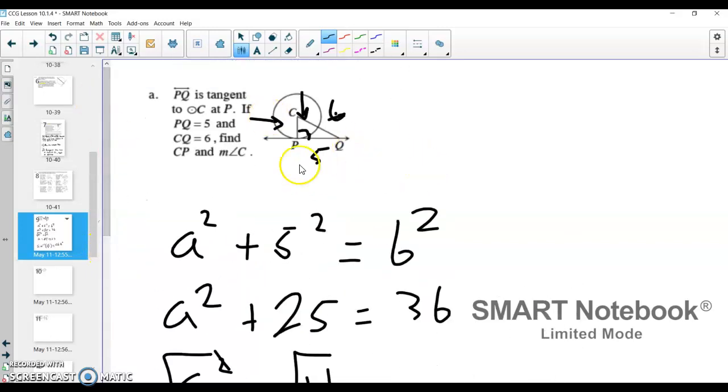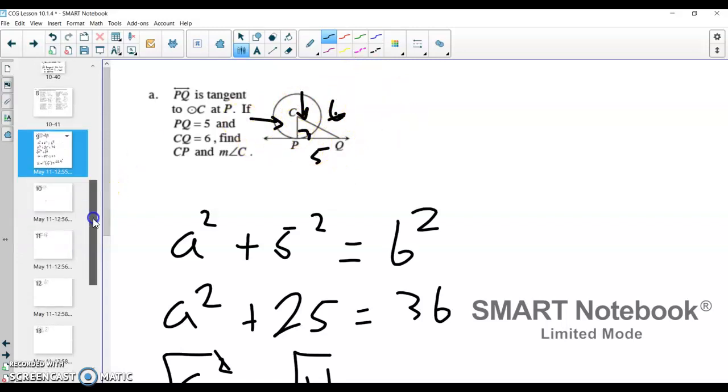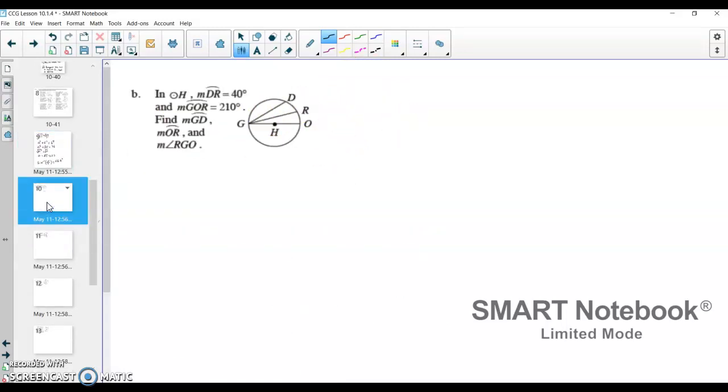Again, what we learned today is the only reason I could do that problem. I learned that I can get a right angle here, and once I know that's a right angle, I can use the Pythagorean theorem, and I can use inverse trigonometry. Going on to the next one, a very good one. In circle H, the measure of DR, so the measure of DR in here is 40 degrees.